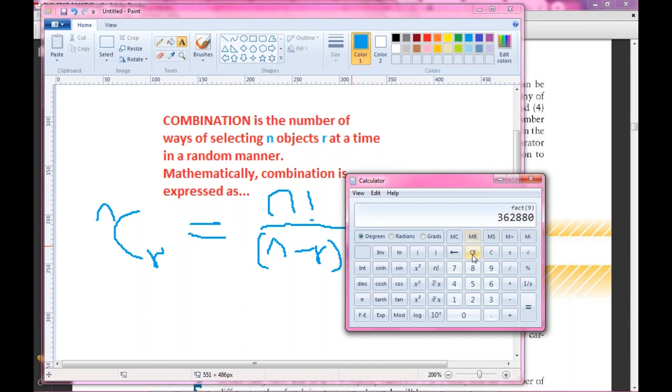Or let's say if you want to get 3 factorial, that's 3 times 2 times 1. You click on it, then 3 factorial. That's 3 times 2 times 1, which is 6. So that is how you get it.